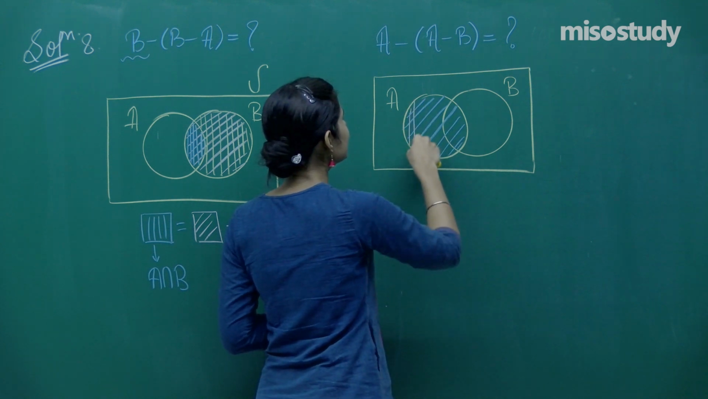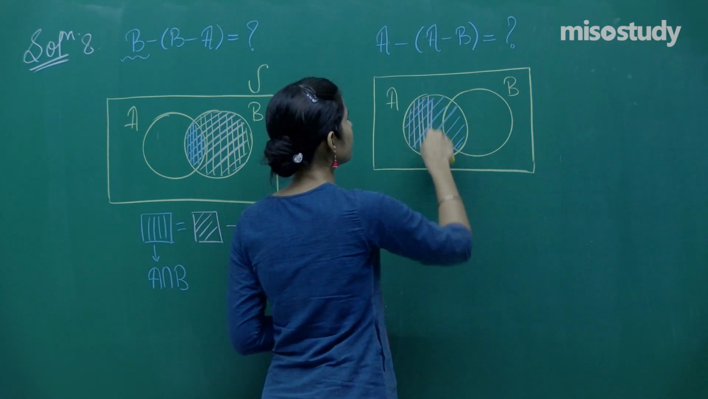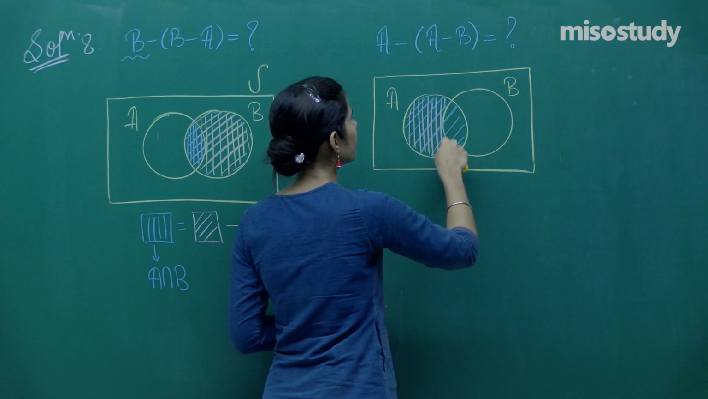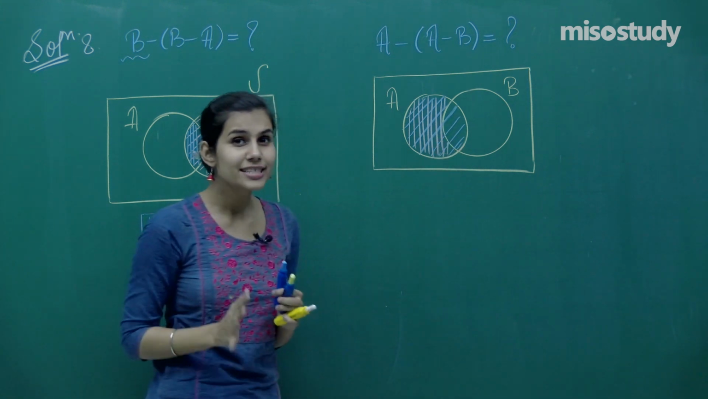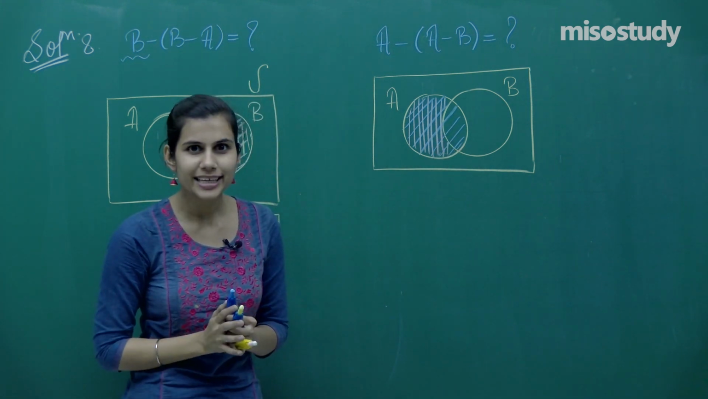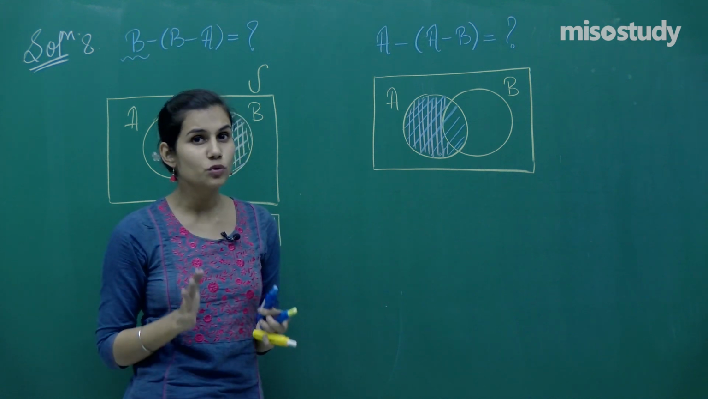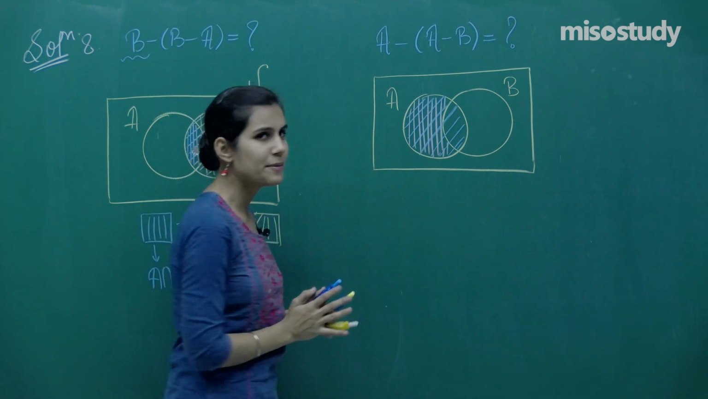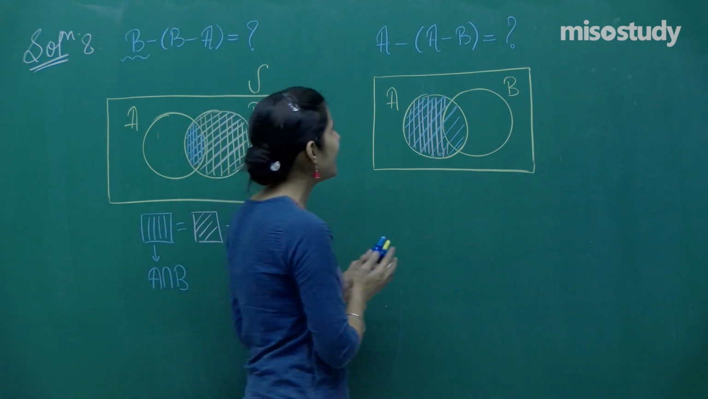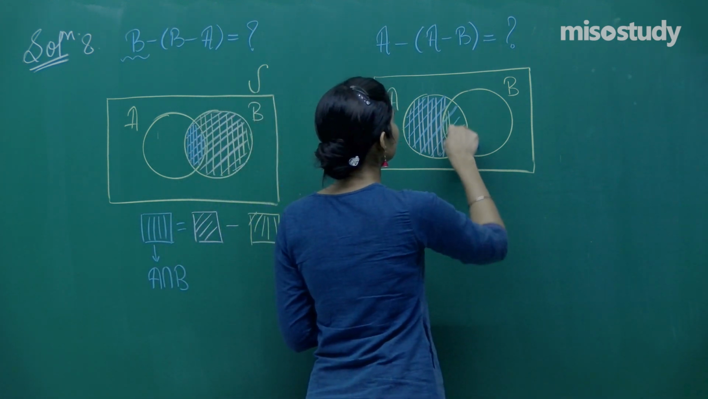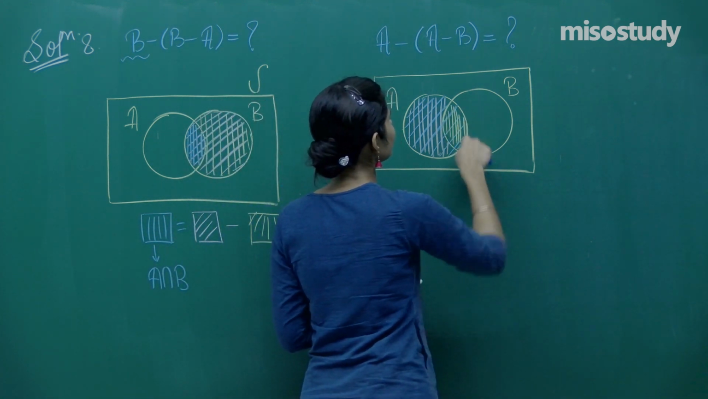I just cancel this white shaded portion. But still, there is some blue portion left without being cancelled. That is the portion which is left once I have removed A minus B from A. And that portion is this yellow shaded portion.